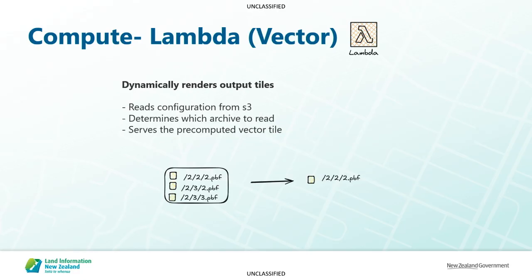Vector's a lot easier. It's basically just grab tile number 1/2/3, deliver it. So that's very simple. Again, I said those are all pre-rendered, just sitting there. We build them on a weekly basis in a different pipeline.